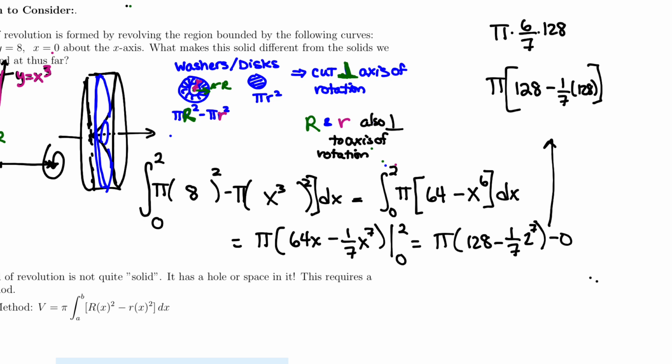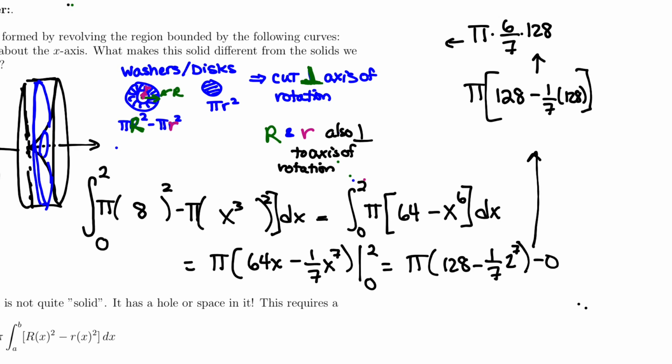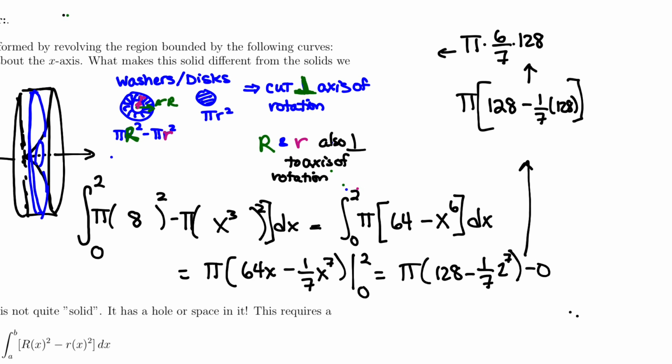Does 7 go into 128? 7? Nope, 7 doesn't go into 6. Oh, no, so we can just multiply this through. Sorry, guys, I know I'm going backwards now. I'm making this circle here. Sorry about that. Did anybody multiply that out and get a big number?